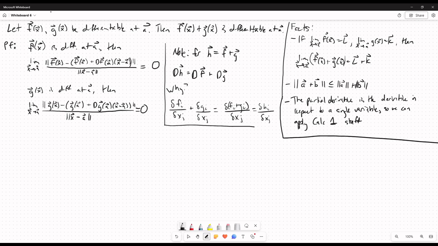So all that is just to tell us that since these are just functions of single variables, we can use our basic Calc 1 addition rule to show that the matrix of partial derivatives for f plus g is just the matrix of partial derivatives for f plus the matrix of partial derivatives for g.